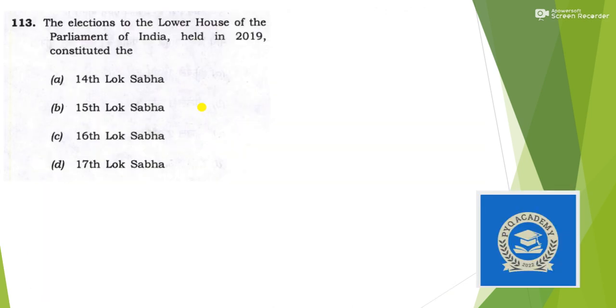Next, the election of the lower house of the parliament held in 2019 was of the 17th Lok Sabha. So this is a factual question, you should remember. Who among the following had the shortest span in office as a Prime Minister of India? Again, a very factual question. But don't worry, this kind of questions are very rare. So now coming to the options.